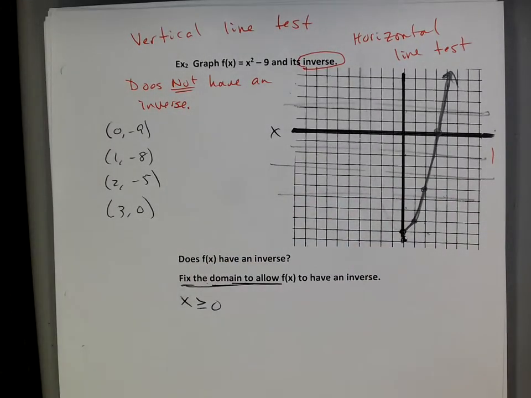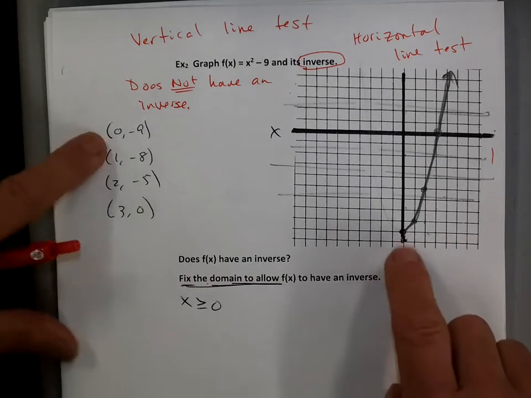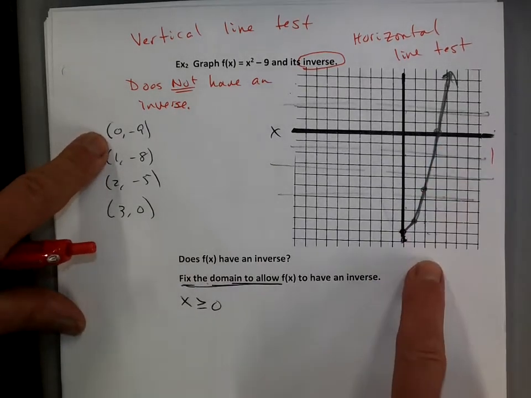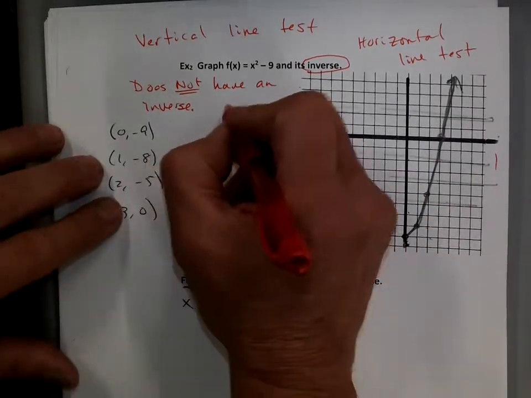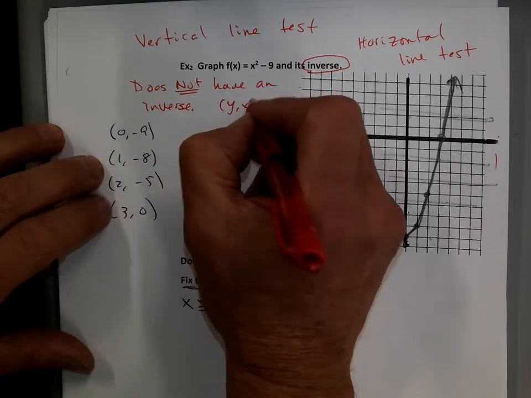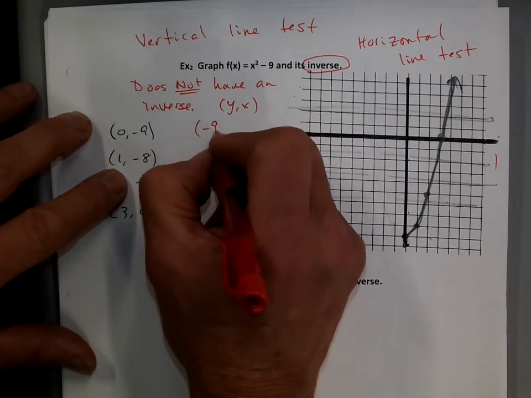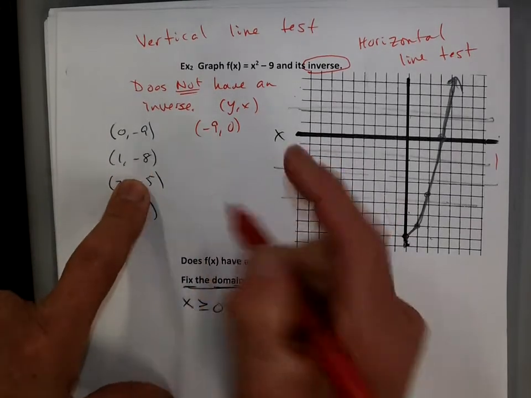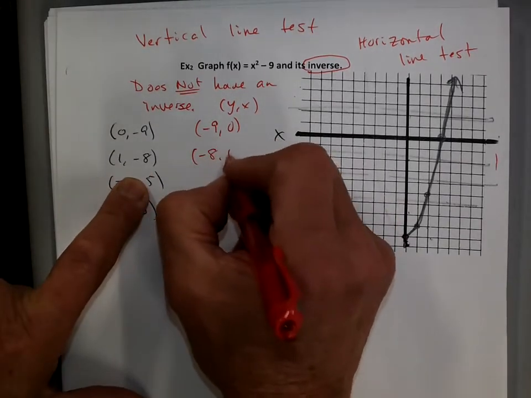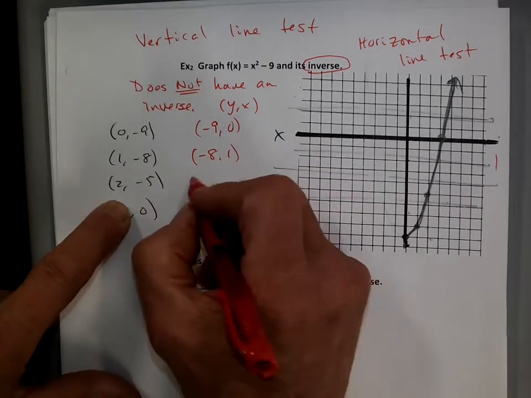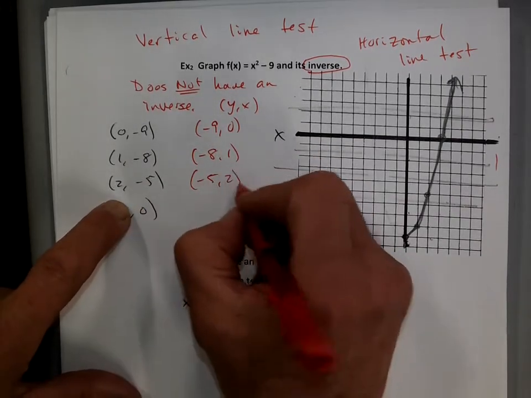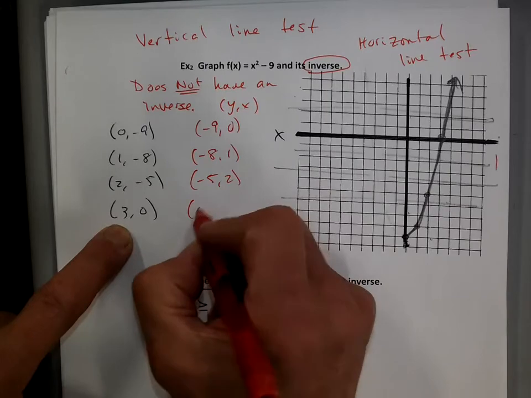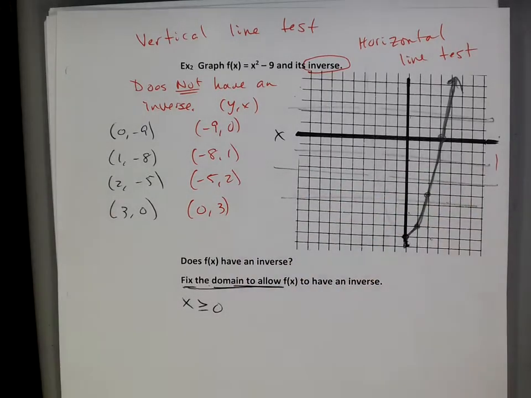So to make an inverse, I've got a few points, and to do the inverse, let's switch x and y. So I'll have (-9, 0). Switch it around to make an inverse: (-8, 1). Switch it around: (-5, 2). Switch it around: (0, 3). Now, if that's the case, let's graph it. I can graph that.